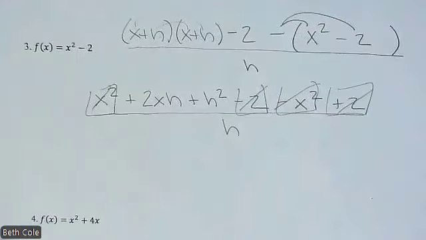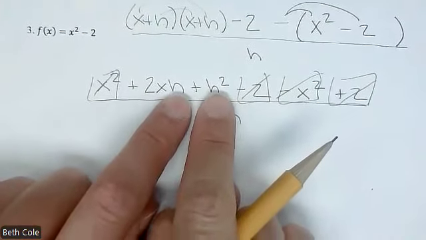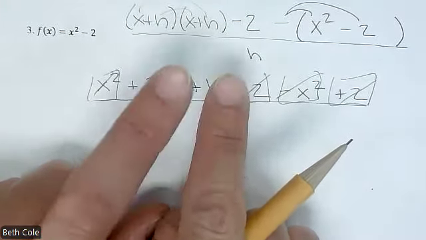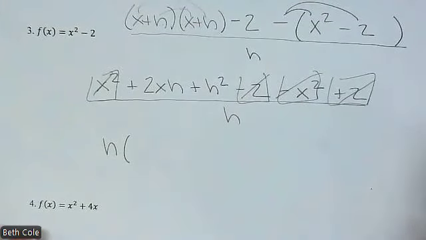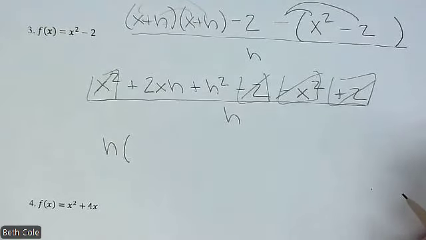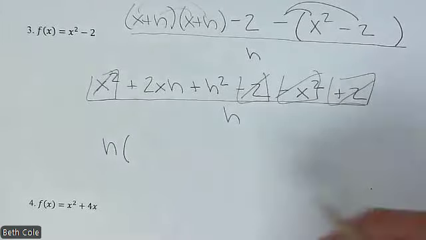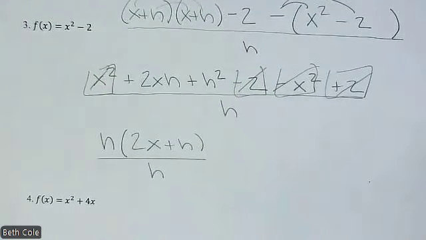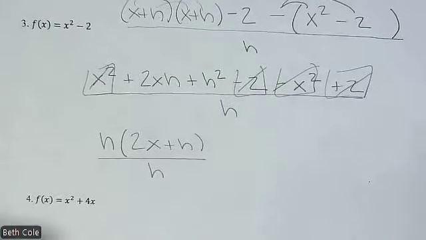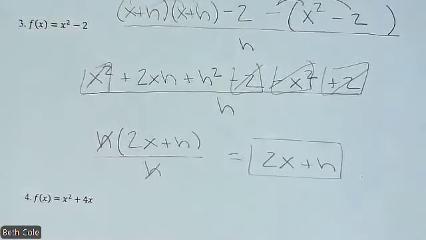Now, this one's a little bit more complicated than the other one because it had a squared in it. Out of the 2 terms that are left, what do you see that they both have? H. So we are going to GCF the h. We're going to greatest common factor, like undistribute the h out of there. So that would leave you with what? 2x plus h. And then the last step is always that the h is canceled. That will be the last step of every single one of these. And so your final answer is 2x plus h.